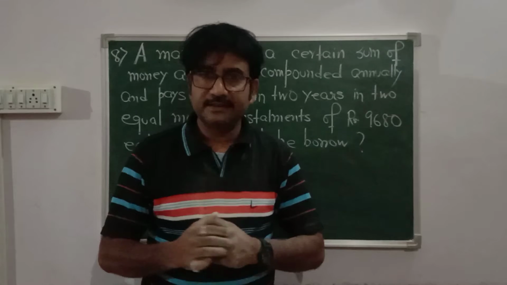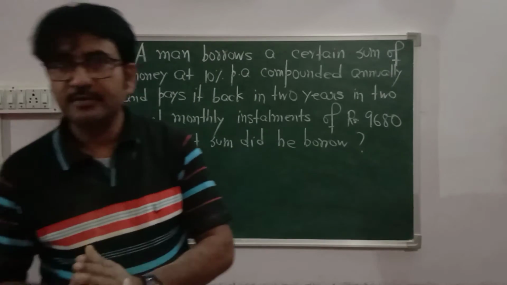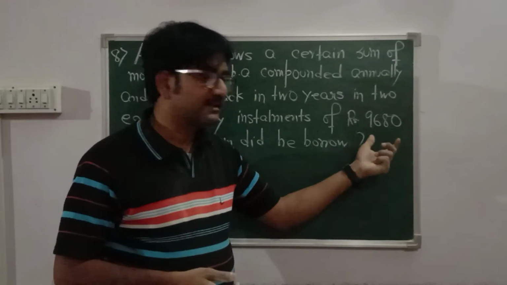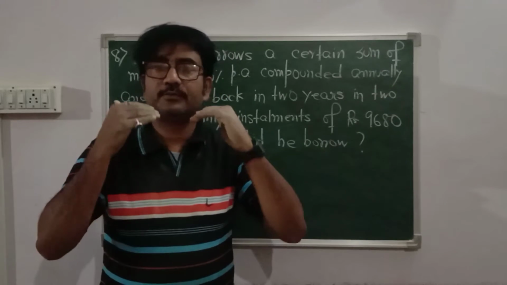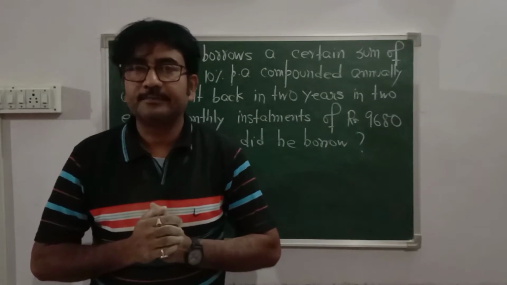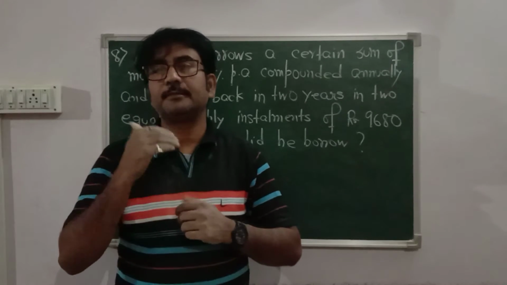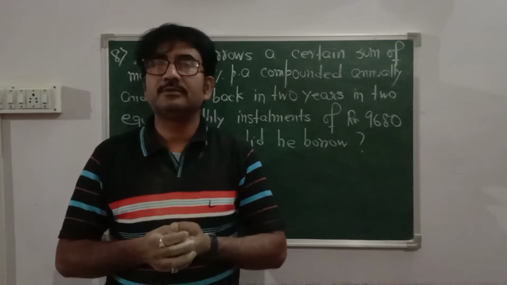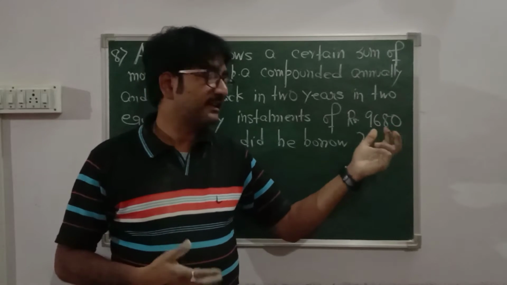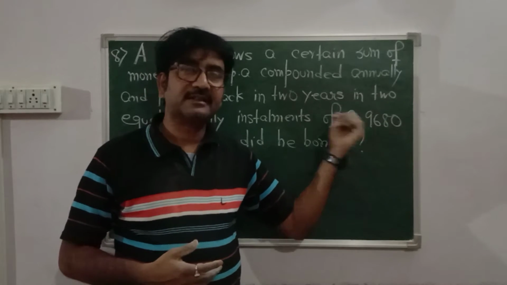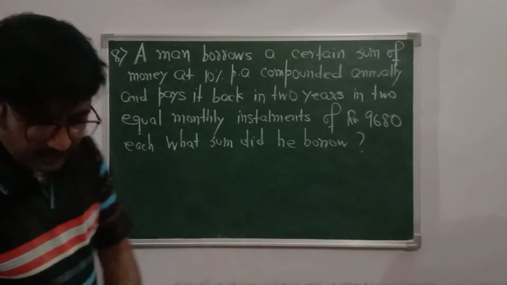So let us start with this. Find the amount of the first year, then from there subtract this. That becomes the principal for the next year, and then you find the amount at the end of the second year, which is equal to 9680, because that is the amount he has to pay and has paid. So let us see how to proceed.